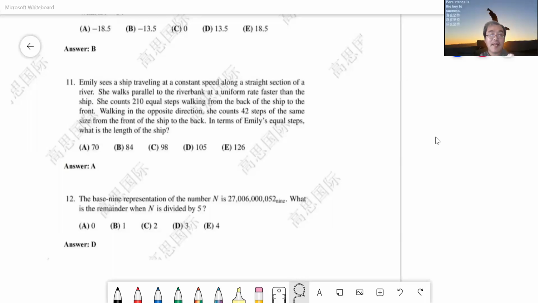Okay, let's look at question number 11. Emily sees a ship traveling at a constant speed along a straight section of a river. She walks parallel to the riverbank at a uniform rate faster than the ship. She counts 210 equal steps, walking from the back of the ship to the front. Walking in the opposite direction, she counts 42 steps of the same size from the front of the ship to the back. In terms of Emily's equal steps, what is the length of the ship?